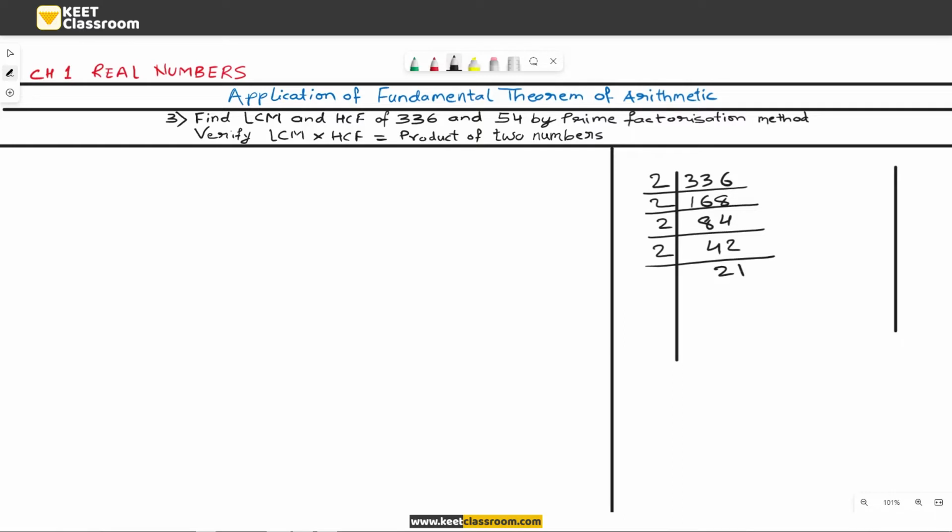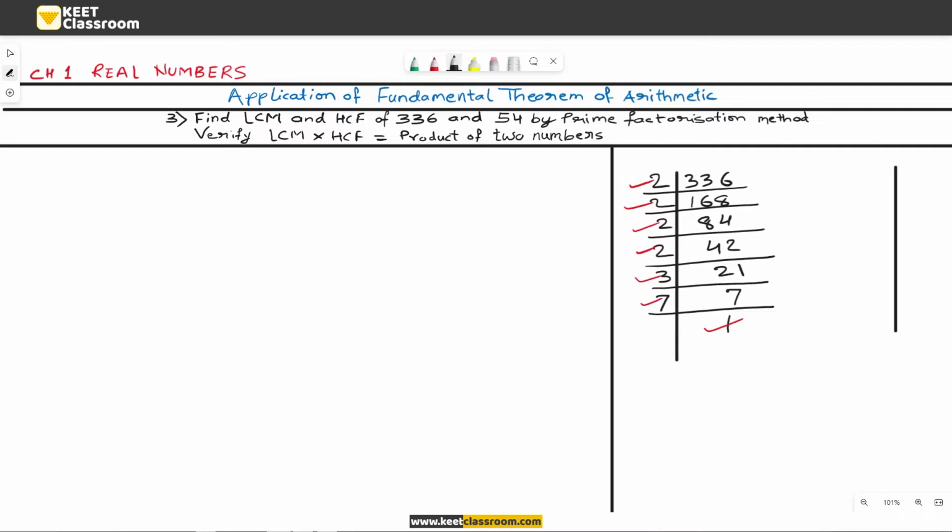Now, 21 cannot be divided by 2. If you take the sum of the digits of 21, it is 3. So 21 can be divided by 3 and we will get 7. Now 7 is a prime number which will be divided by 7 itself. We get 1. Thus, the factors of 336 are 2, 2, 2, 2, it is 4 times, then 3, 7 and 1.